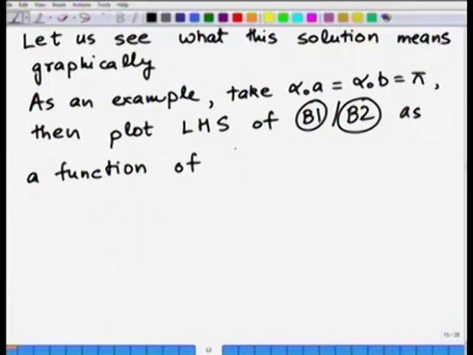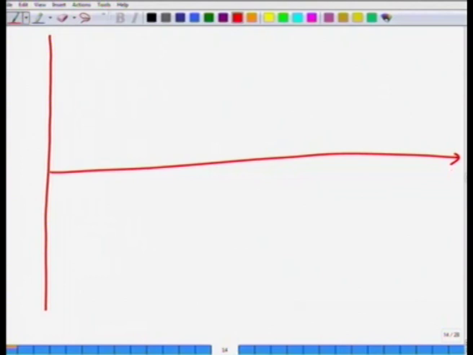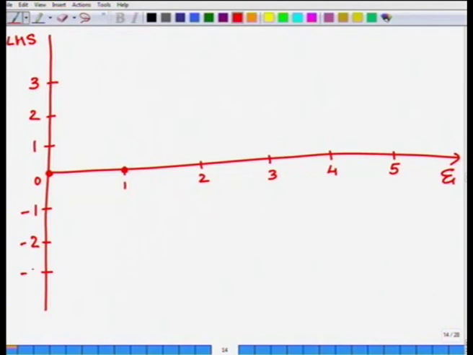So, let us do this plot. What I am going to do is use the pen here. Here is my big axis and here is the axis running here. This is zeta and let us say this is 1, this is 2, this is 3, 4 and here is 5. When zeta varies from 0 to this point 1, we use the B1 equation and for all points beyond 1, we use the B2 equation. And now, I am plotting the left hand side for these values taken here. This is 0, 1, 2, 3, minus 1, minus 2, minus 3.